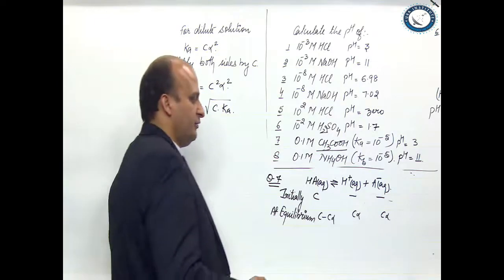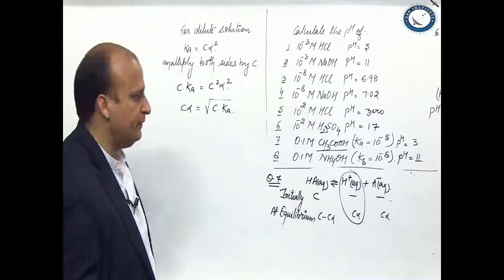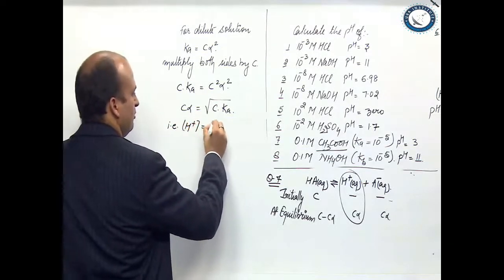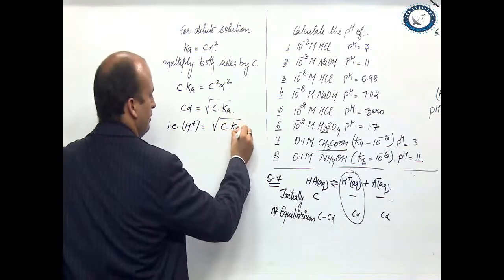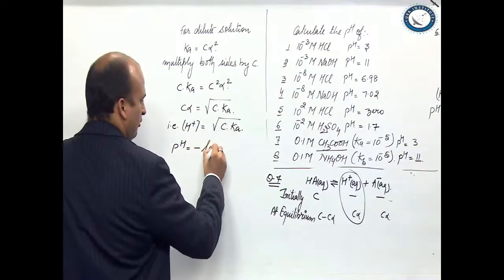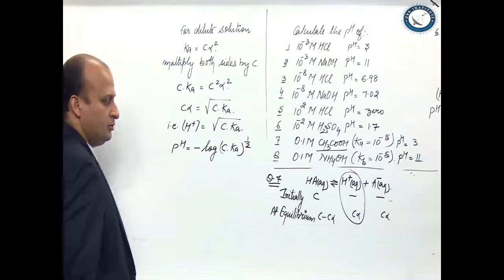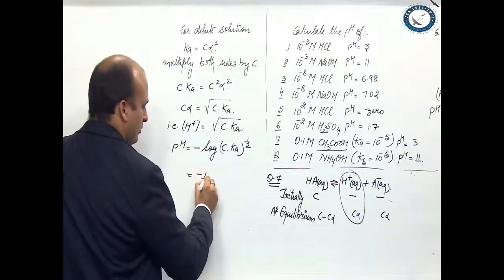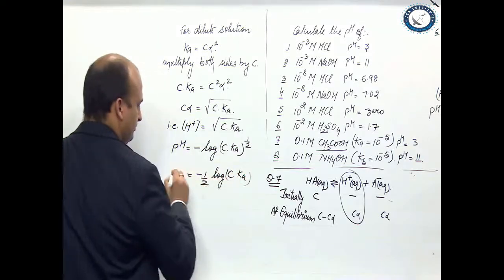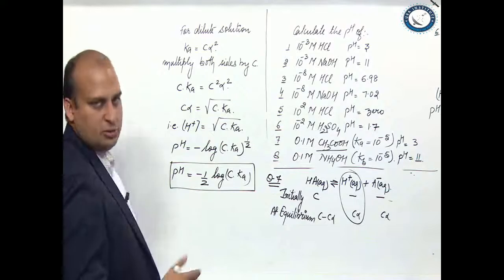Now my dear friends, what is C alpha? C alpha is nothing but the H plus ion concentration. Okay, that is, H plus ion concentration is equal to under root of C Ka. So from here I can write pH is equal to negative log of C Ka raised to power half. So I can write this thing as minus half log of C into Ka. Now this becomes a straightforward formula for you to solve the question.